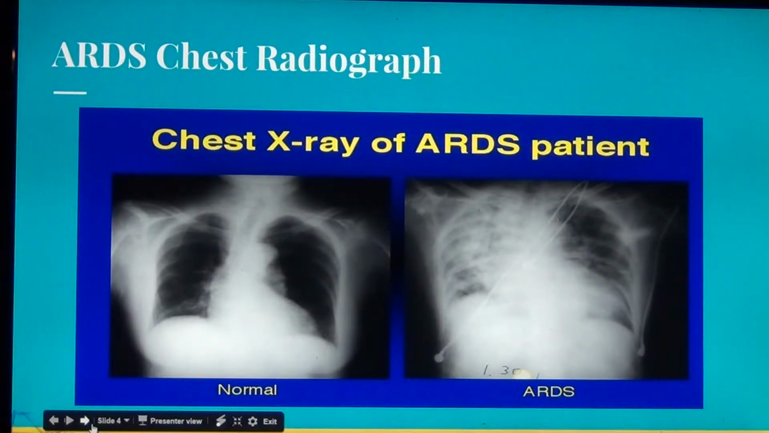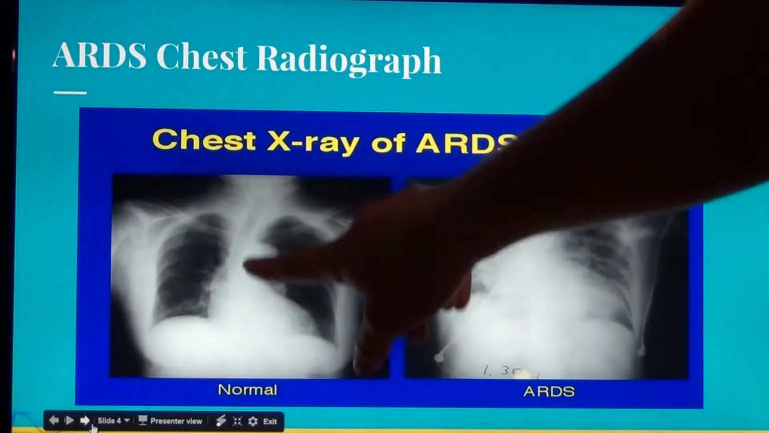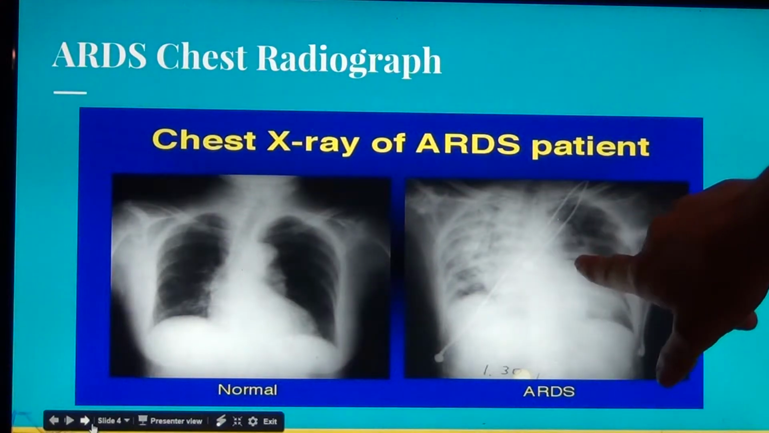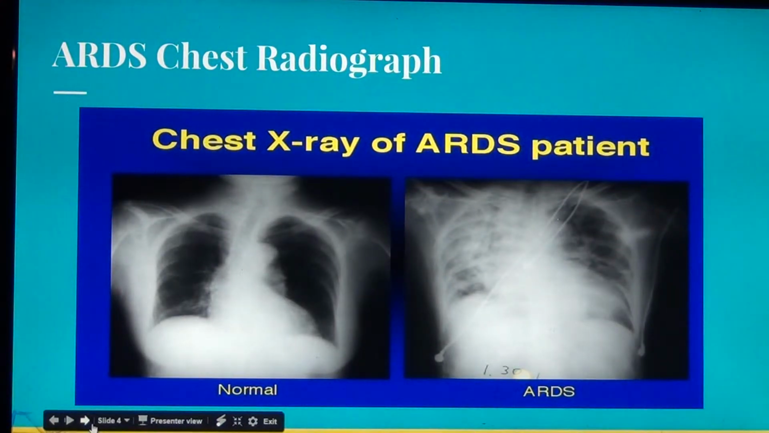And this is just a chest x-ray of what acute respiratory distress syndrome looks like. This one over here is a normal chest x-ray. This one right here is the one where the patient has ARDS. If you look closely, it's kind of hard to see on this x-ray, but it looks like it has the ground glass appearance, and that is a characteristic of ARDS on a chest x-ray.